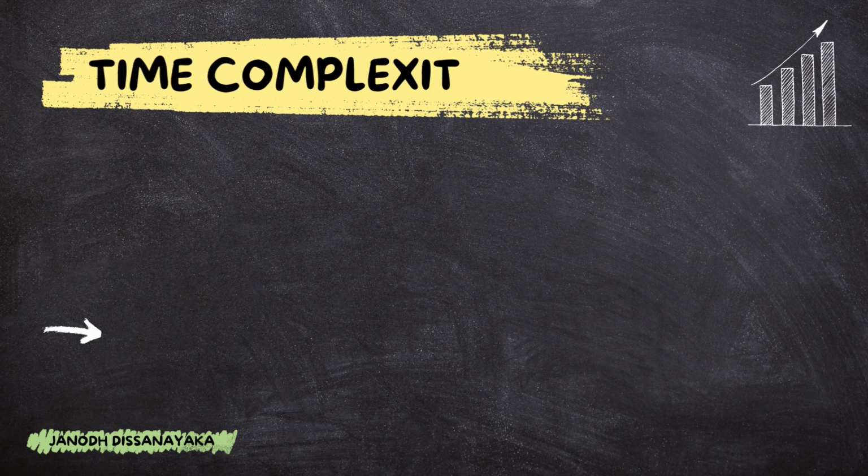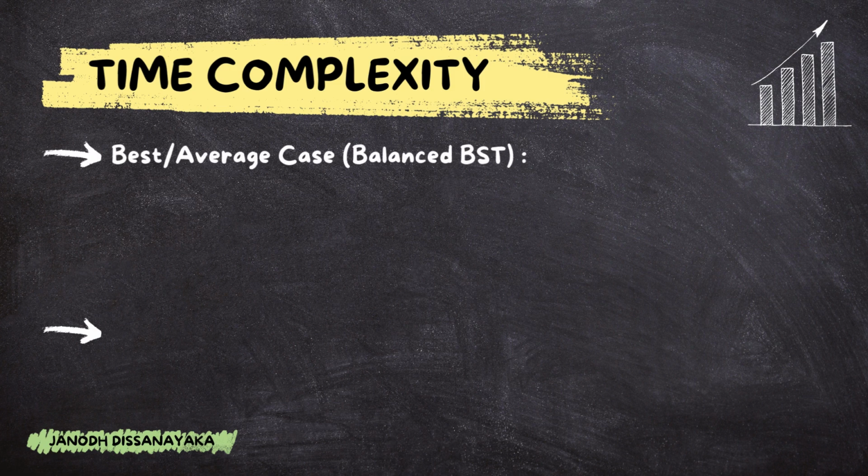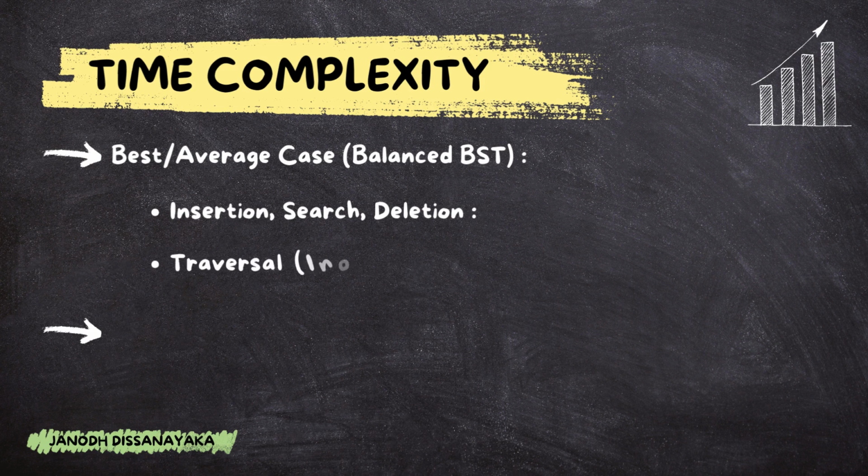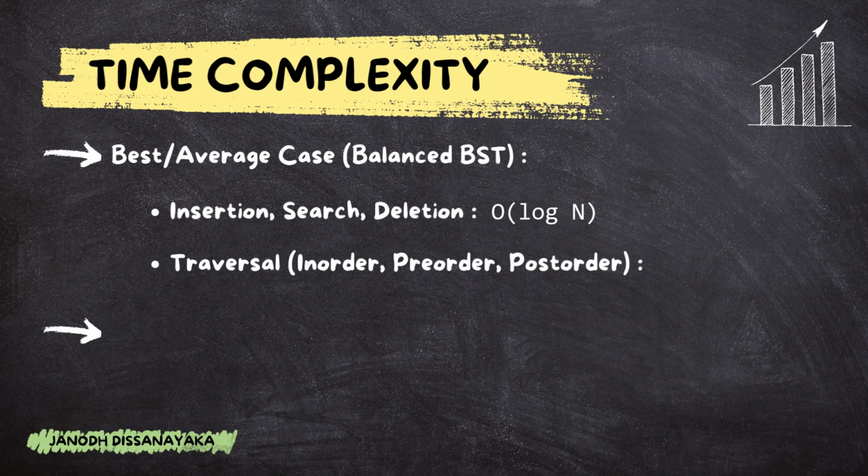Now let's analyze how fast BST operations are. If the BST is balanced, we get efficient performance. Insertion, search and deletion all run in O(log n) time. Tree traversals like inOrder, pre-order and post-order take O(n) time since we visit every node.